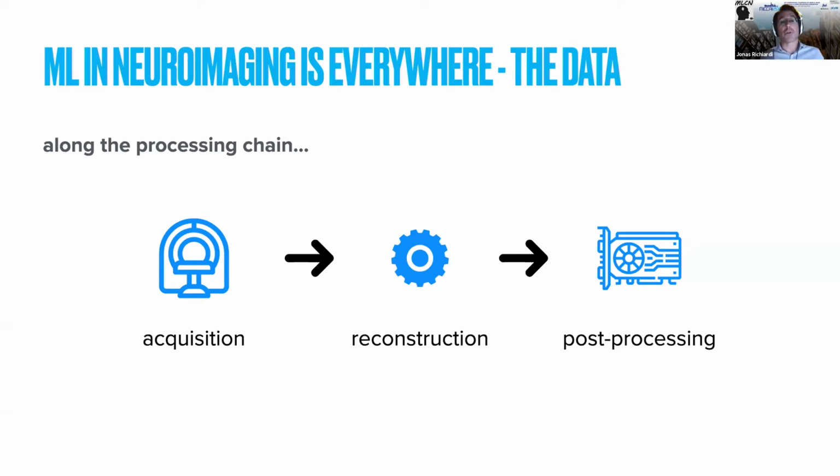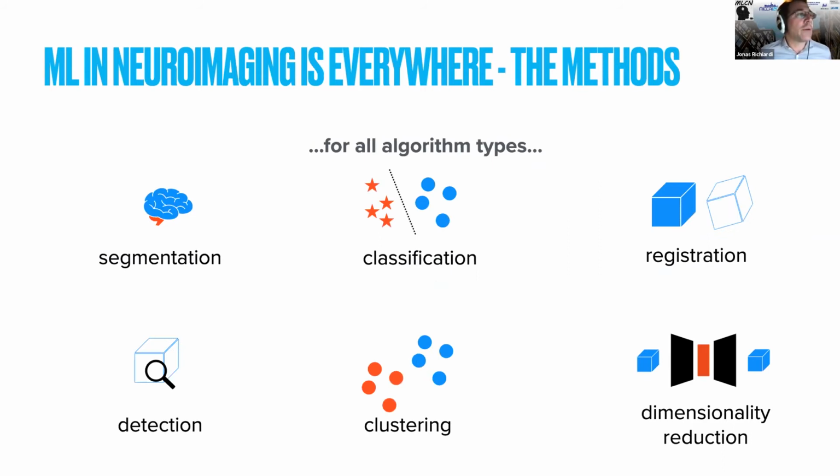It's not only in a processing chain, it's also essentially whatever type of algorithm you're doing. Things that we used to do differently maybe 10 or 20 years ago, now you do with machine learning and specifically deep learning. That can be segmentation, abnormality detection, classification, of course, clustering, registration. And there's a lot of interesting things happening in dimensionality reduction with autoencoders and the like. So it's not only along the processing chain, but also in algorithms.